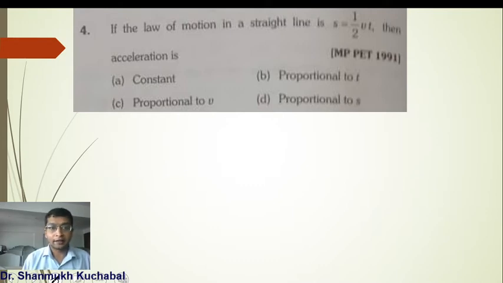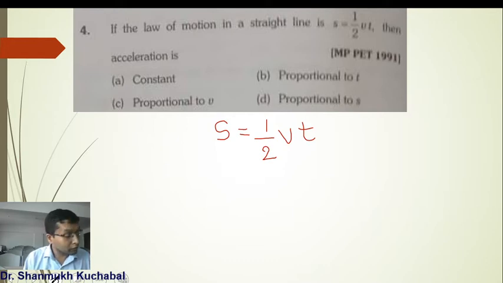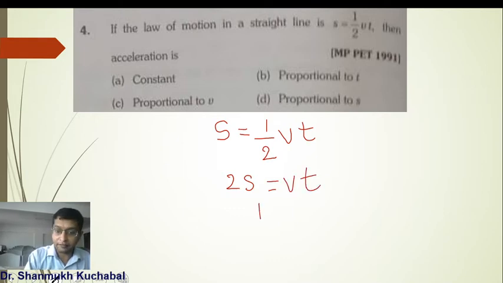If the image is not clear, I will read it out and you can note it down. If the law of motion in a straight line is given by the expression s equals 1 by 2 vt, then the acceleration is: option A, constant; proportional to t; proportional to v; proportional to s. We have to guess the correct answer. So I rewrite this as 2s equals vt. Now we have to differentiate this one.